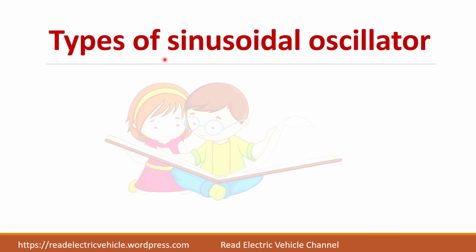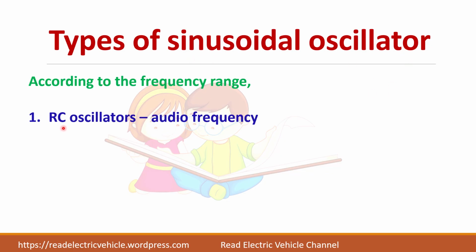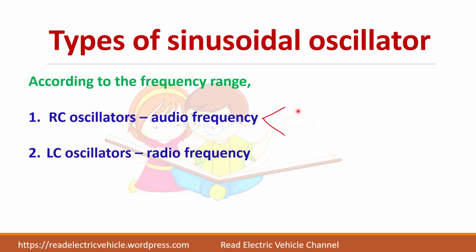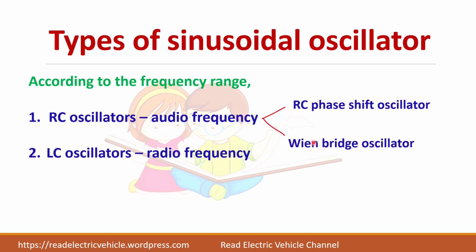Let us see about the types of sinusoidal oscillator. According to the frequency range, it is classified as RC oscillators and LC oscillators. RC oscillators can be used in audio frequency range. There are two types. One is the RC phase shift oscillator, which we saw in the previous video. And in this video, we are going to see about the Wien bridge oscillator.